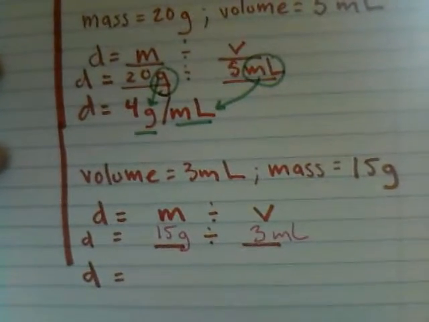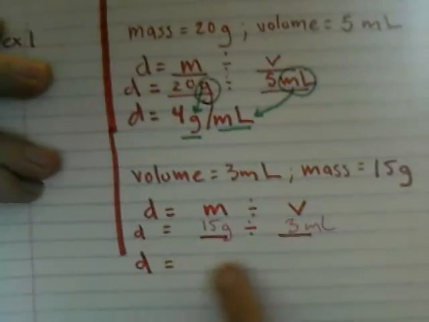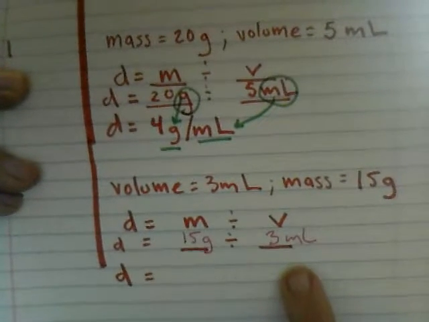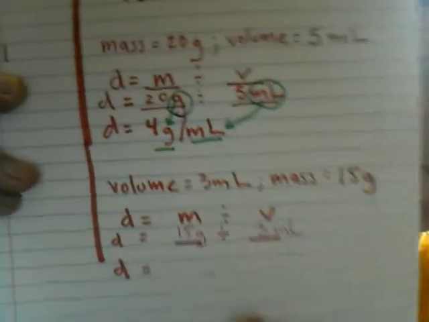So that's going to be 3 is my volume, so that goes where V is. And 15 is my grams, that goes where my M is. 15 grams was my mass divided by 3 milliliters, which was my volume. 15 grams divided by 3 milliliters equals 5 grams per, that means I draw my slash, milliliters.